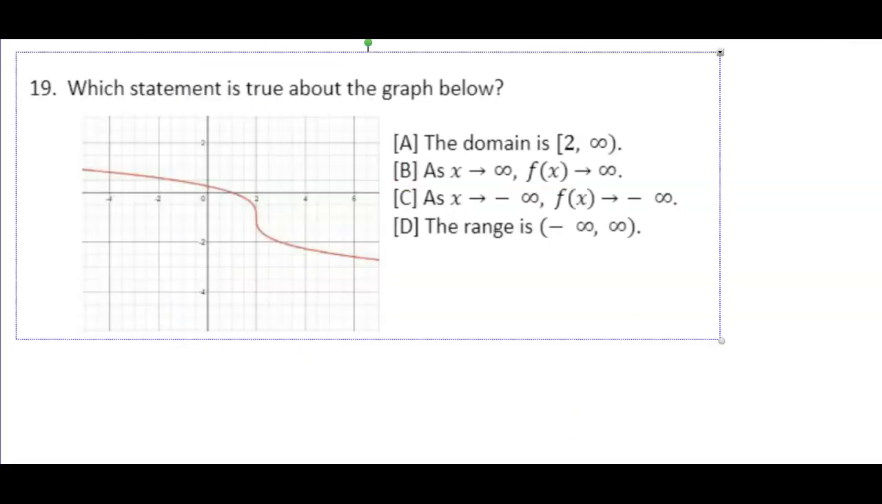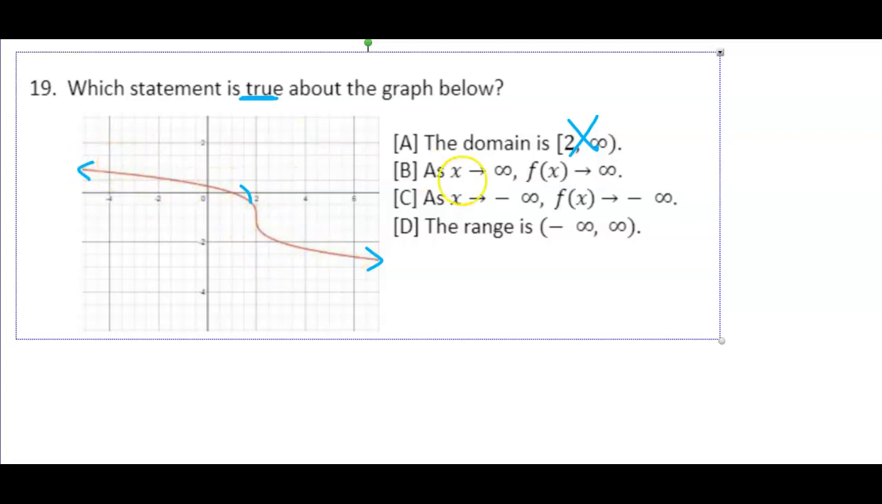All right, which statement is true about the graph below? First of all, look at its shape. Hopefully you can see that this is a cube root function. All right, so let's look at the statements. Which one is true? Domain is from 2 to infinity. That is going to be false. Cube root functions always have a domain of all real numbers. If you look, this side goes all the way to the left, this goes all the way to the right. There's no vertical asymptotes that are restricting the domain. I can have any x value from negative to positive infinity.